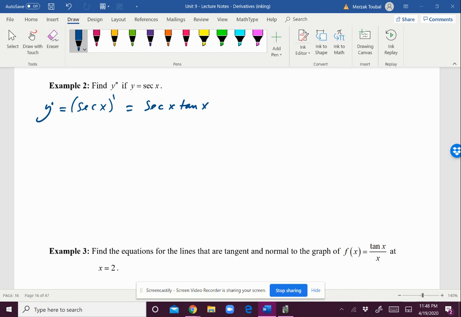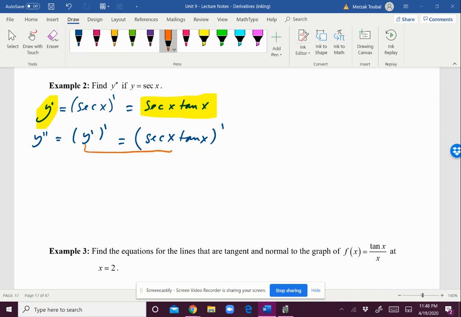Nice, it's all done. Now y double prime means the derivative of the derivative. So y prime is secant tangent. So I open parentheses and write secant tangent, and then take its derivative.